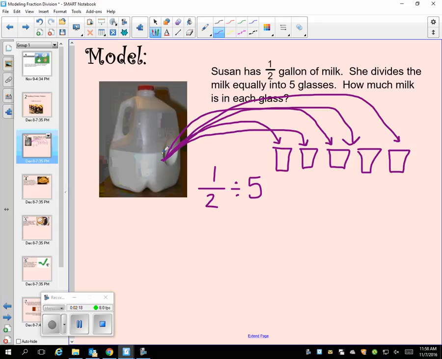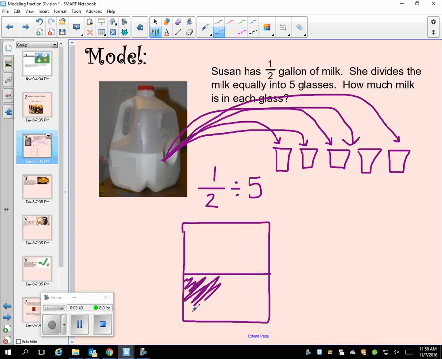So I know that I have 1/2 gallon. So let's draw a square. And how much milk do we have? A 1/2 gallon. So I'm going to show a 1/2. So this is my 1/2, all of this down here. And you can actually take your pencil and just shade it in really lightly. This is my 1/2 gallon. Now I'm going to switch to another color.